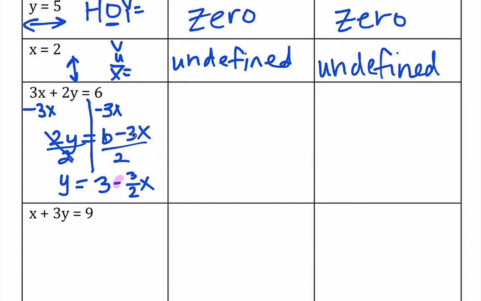Now that y is by itself, I look at my x. Slope is the number that's touching it, so my slope is negative 3/2. So I know any line in the world that's parallel to this line will also have a slope of negative 3/2.